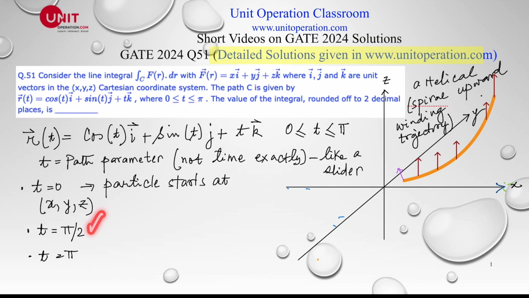Of course, when t is equal to pi by 2, the dye has rotated a quarter turn, and it has also risen about halfway. When t is equal to pi, it has made a half rotation, and that is the end of the trajectory. And along this path, as the dye moves, it experiences a force along this direction.